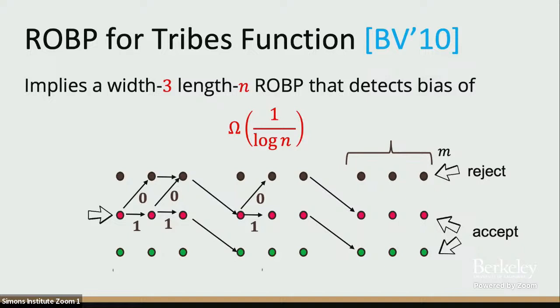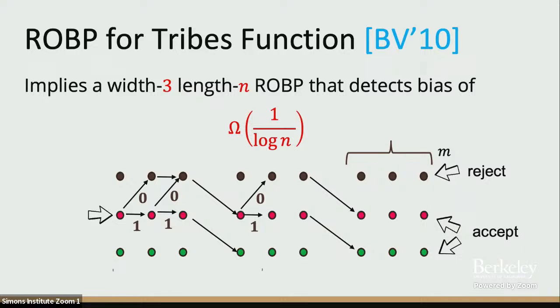So each layer has 3 vertices like this, and you start at a red node. If you keep seeing 1, that means you still have the chance that the AND of this m-sized block would be 1. So you keep seeing 1, and after m time steps, if everything was 1, you accept this input. If at any point you saw a 0, you move to a brown vertex. And after m time steps, it's time to compute the AND on the next m-sized block, so you move again to the red vertex.